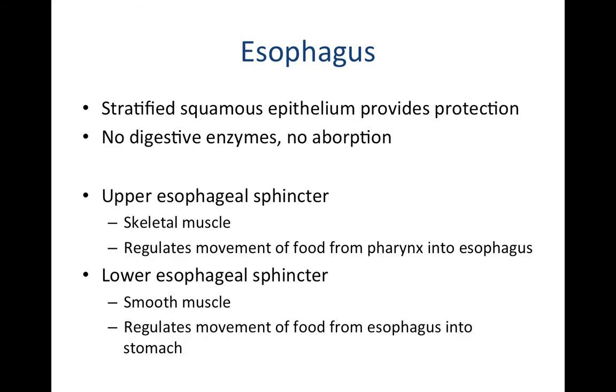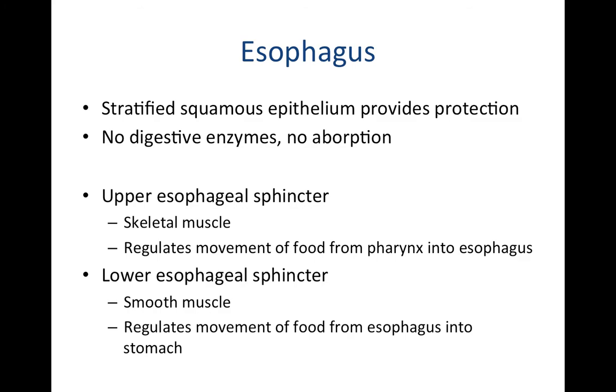As we start moving down the digestive tract, you'll notice that there are sphincters gating the way between each organ. So you have an upper esophageal sphincter made of skeletal muscle. This helps to regulate food from the pharynx as it moves into the esophagus. And you have a little bit more substantial lower esophageal sphincter, also called the cardiac sphincter, which is made of smooth muscle. And this regulates movement of food from the esophagus into the stomach.